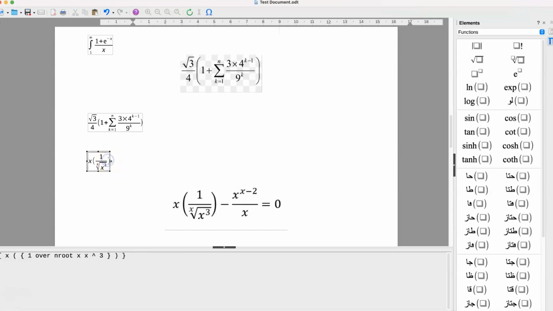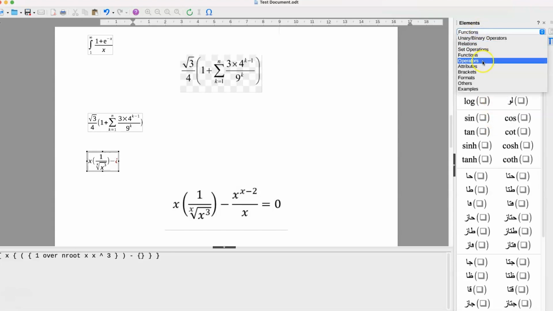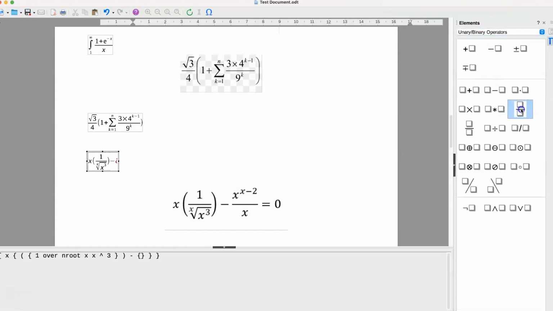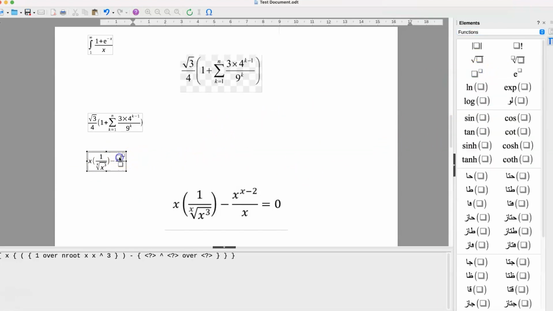Now we're going to go out of the bracket to put the minus sign. So this is going to be minus, and this fraction as well. So let's go back here, operators. All right, so this is going to be a fraction, and this is going to be x raised to the power of x minus 2. So we're going to be at the top here, and we're going to make it with this power. So it's going to be x raised to the power of x minus 2 divided by x. All right, and the whole thing now equals 0.